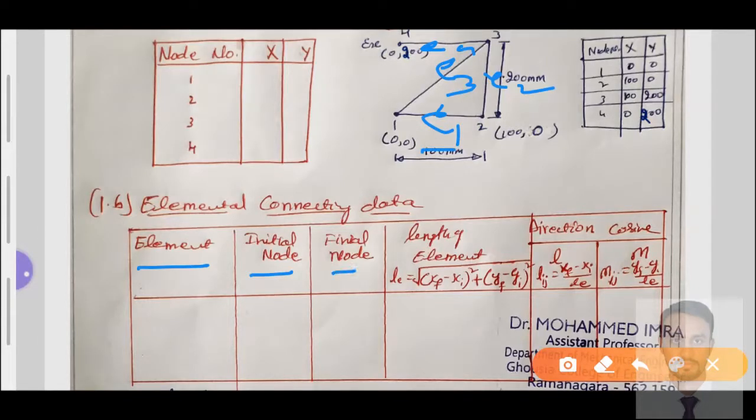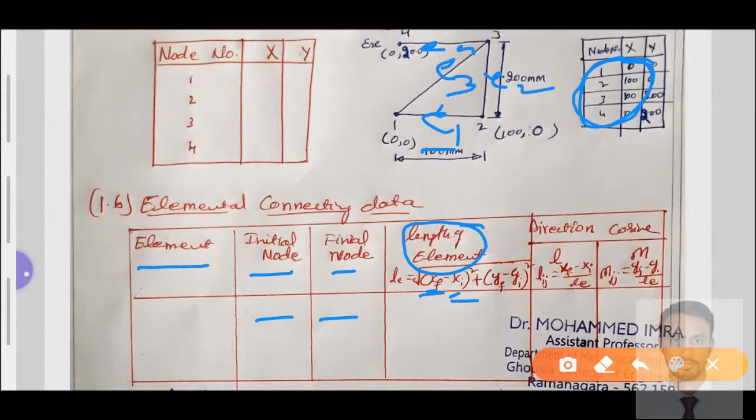Likewise we need to take the final node value. After that we need to find out the length of the element. How will we find out the length of the element? With respect to the initial node and final node, x final and x initial will be taken from the nodal coordinate data. From the nodal coordinate data we'll get the final value and initial value as we have here.